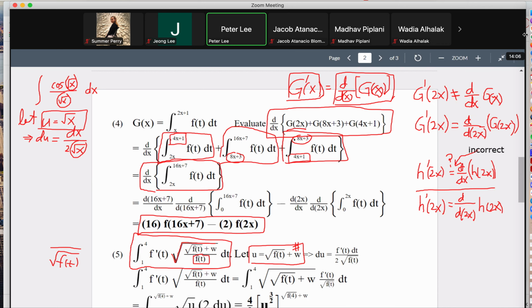So in this case, I am changing from t to u. If u is equal to the square root of f of t plus w, which is right here, I'm going to let this whole thing be u. What happens here? Then du turns out to be this right here. So the derivative of square root of f of t plus w with respect to t, what is that? That will be half times f of t to the minus half power, times the derivative of f of t, which is f prime of t, chain rule.